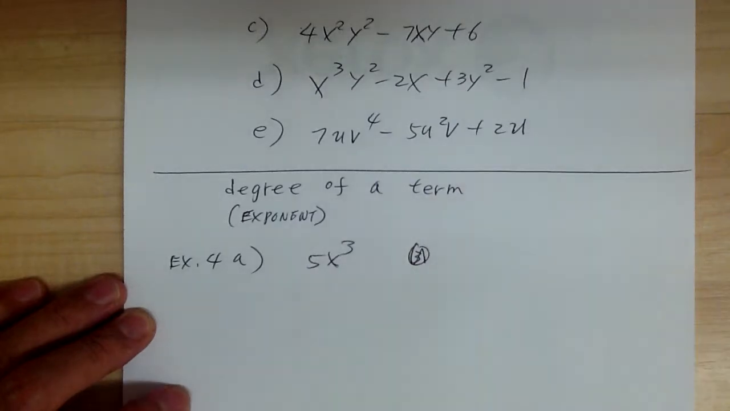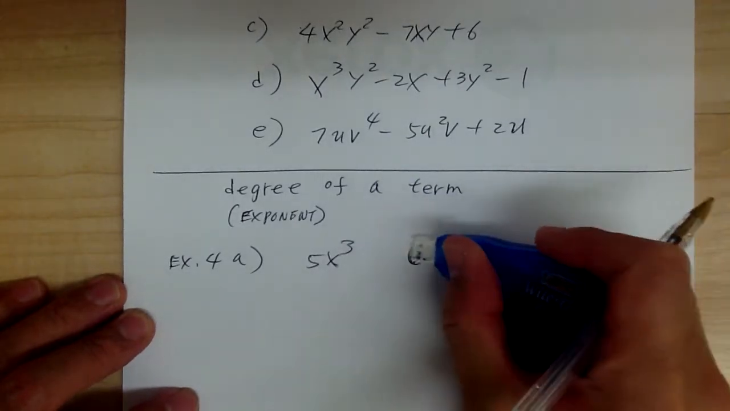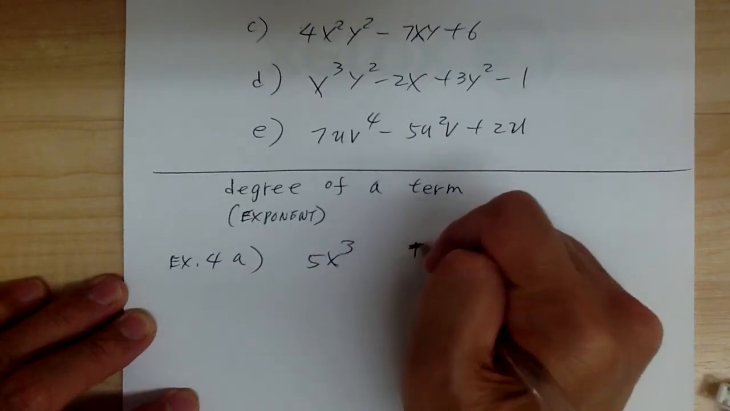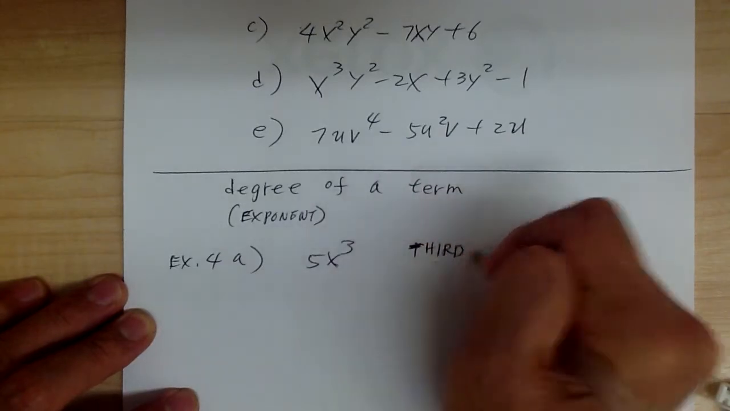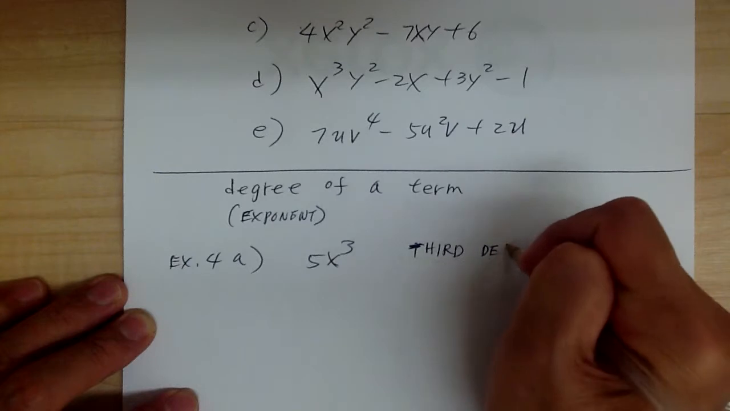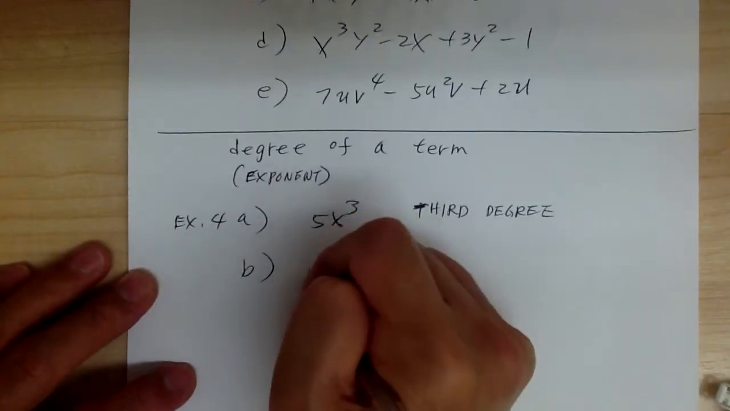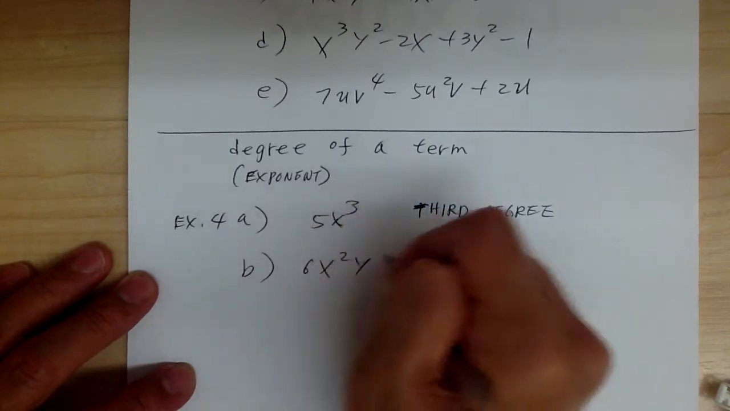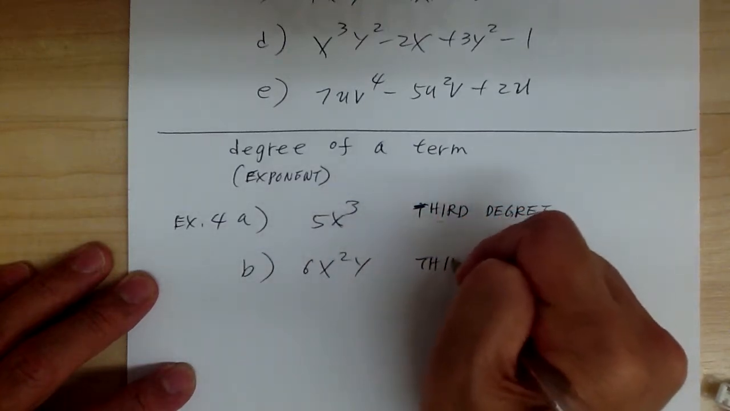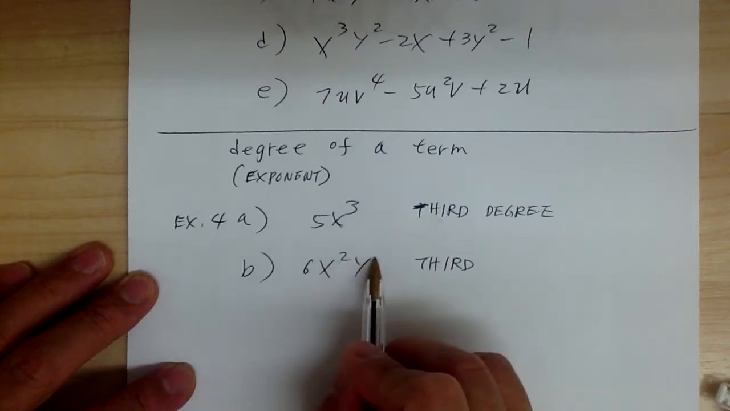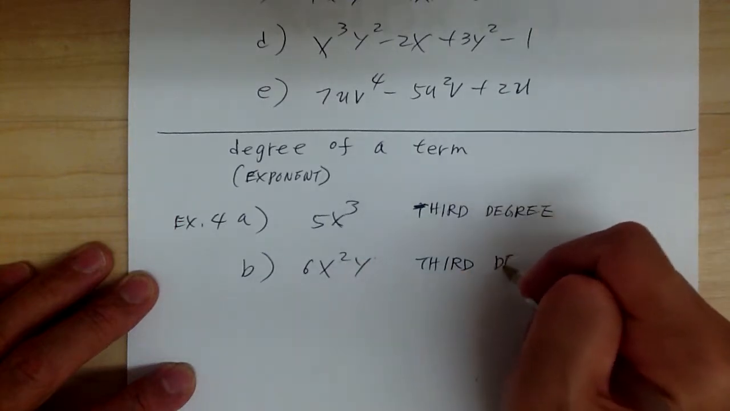Let me go and write it out, so it's more clear. So this is the third degree. For B, you got 6x squared y. So this is also the third degree. Because you got 2 here, you got 1 here, right? So 2 and 2 plus 1 give you 3, right? So this is the third degree.